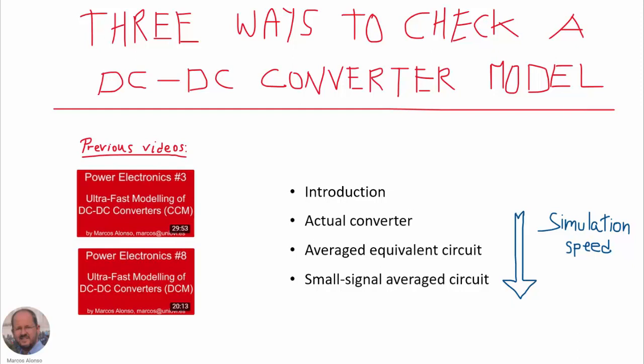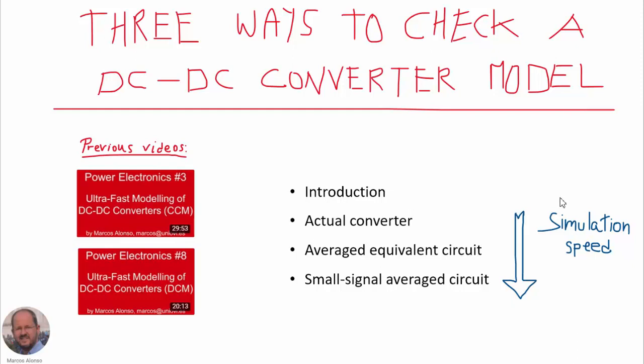Now we are going to see how to use LTSpice to check the validity of the models that we have developed. We are going to use the model that we have developed for the buck converter in discontinuous conduction mode as an example, but this methodology can be employed for any other model.